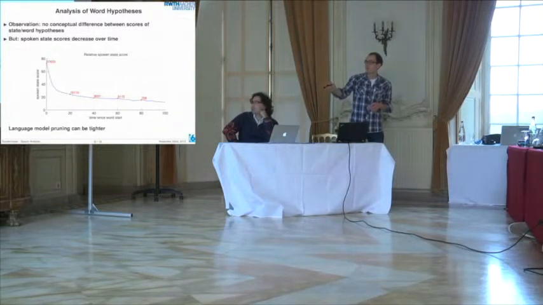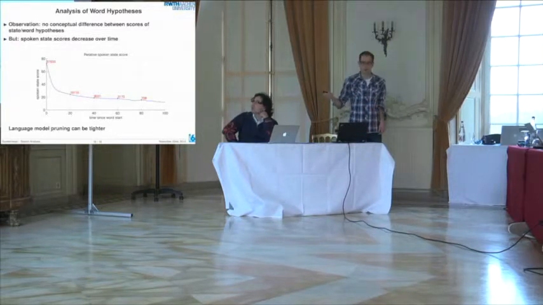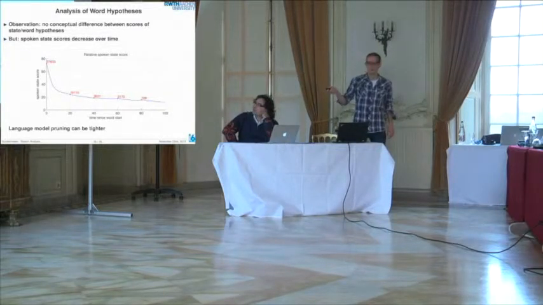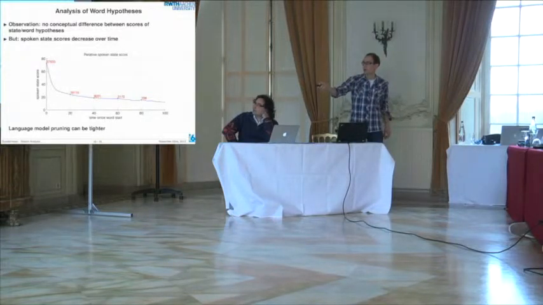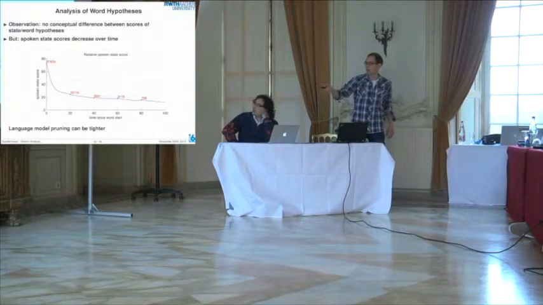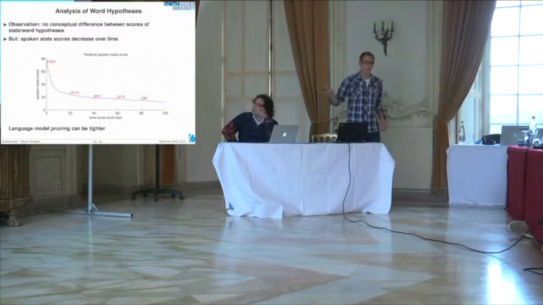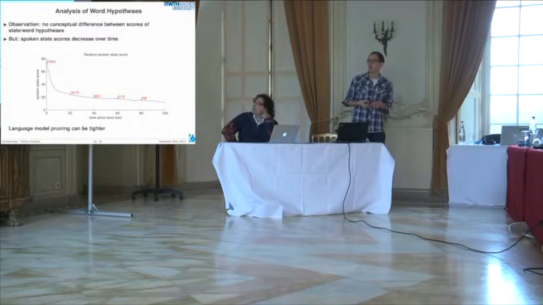But if we have a closer look at the spoken state sequences, or spoken score states, then we see that we have this decreasing score here over time. And this is also very beneficial for the search, because it means that if we are at word ends, then we have advanced more along this curve here. And then the spoken state score gets smaller and smaller compared to the other ones. And so this actually allows us to have much tighter pruning at the word ends. And that's why this somehow explains why we can eventually apply language model pruning.